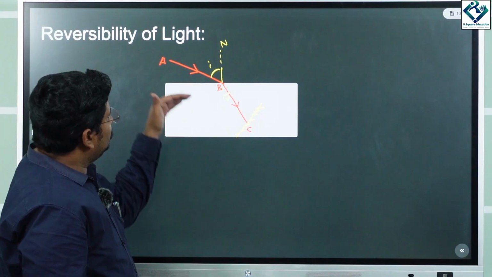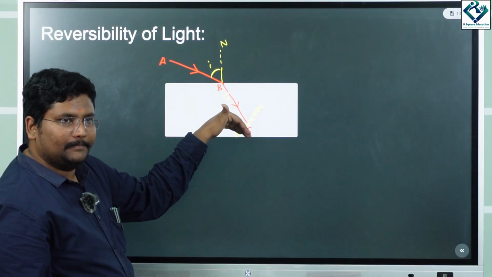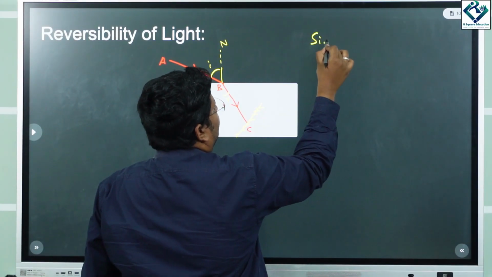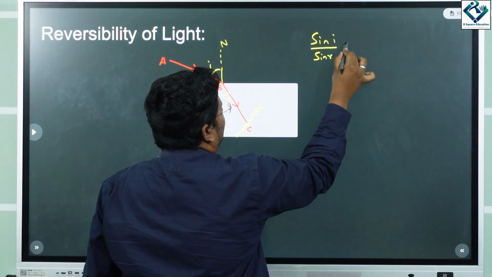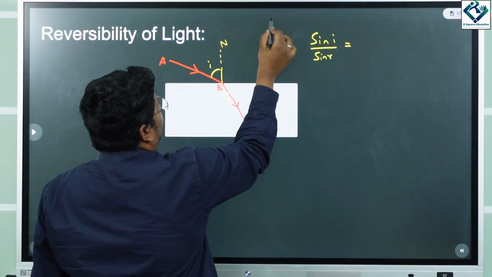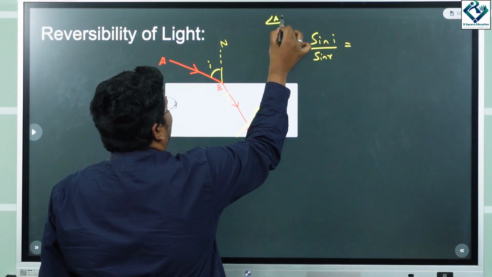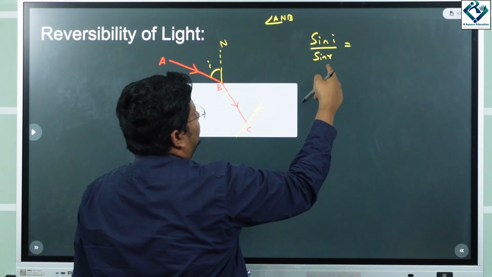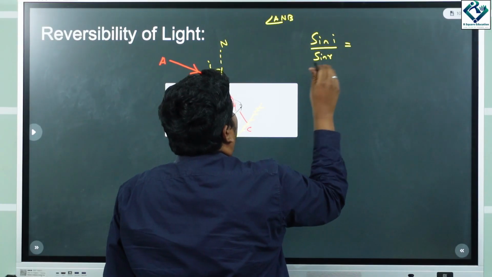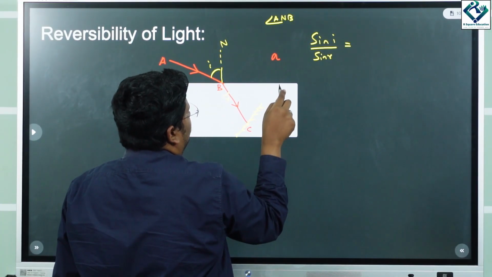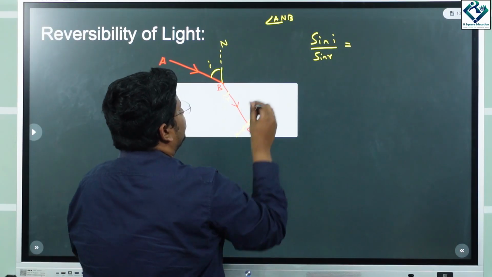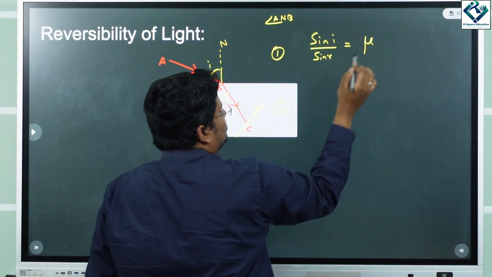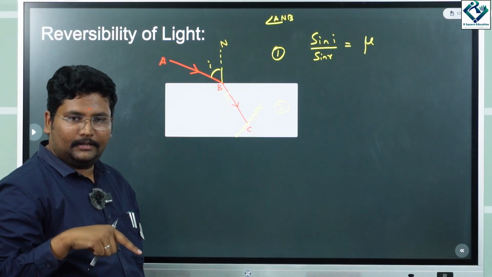Once the light is passing through this, according to Snell's law, what is the equation? Sin I by sin R is equal to, from the angle ANB, the first medium and second medium. That will be easy. So this is going to be the first medium, this is going to be the second medium. So the refractive index is going to be based on what?